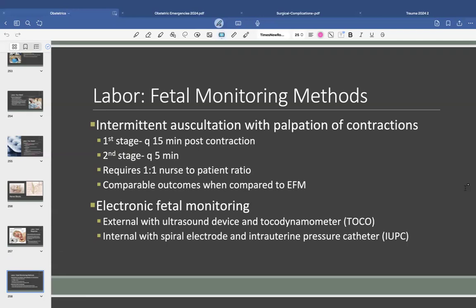This is a method that's a little less invasive, more natural, but the results have been comparable with electronic fetal monitoring. But it is a little bit more work, and you definitely have to have a nurse on standby. So that's one way to check. And then the second way is electronic fetal monitoring. This is using an external ultrasound device in toco, or that intrauterine pressure catheter we talked about earlier, or the one that goes on the baby's head, the spiral electrode.